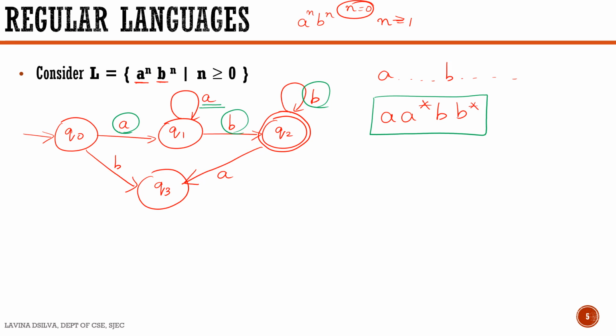But according to our question, what is the number of A's and number of B's which we need to have? The number of A's should be equal to the number of B's. So if we have 4 A's, we need to have 4 B's. But it is not possible to construct a language for this particular pattern using a regular language. So we cannot have an FSM for this particular language.